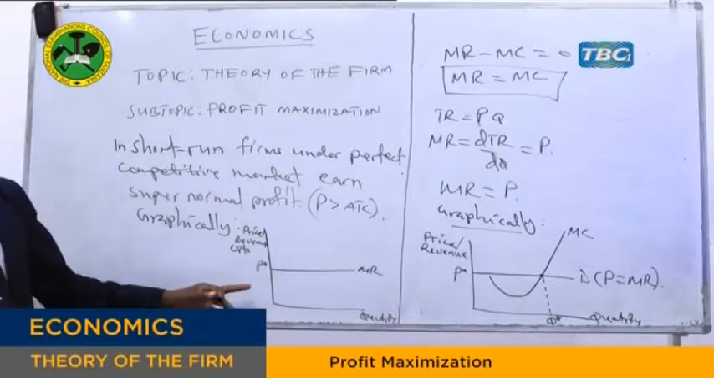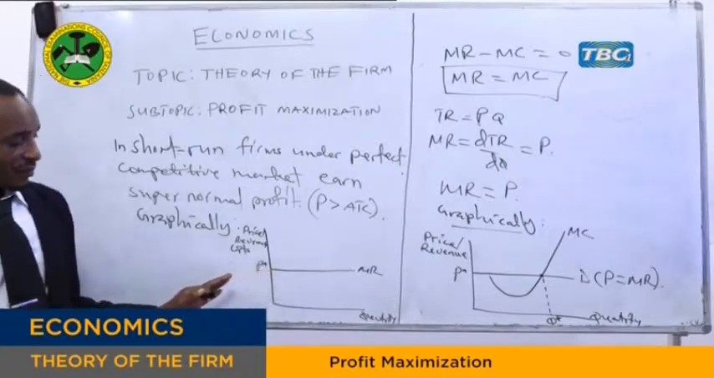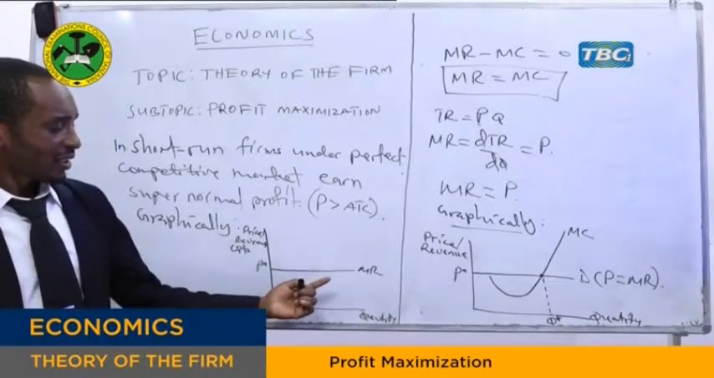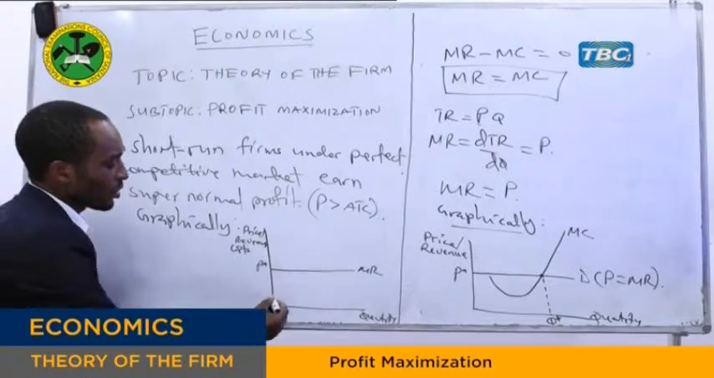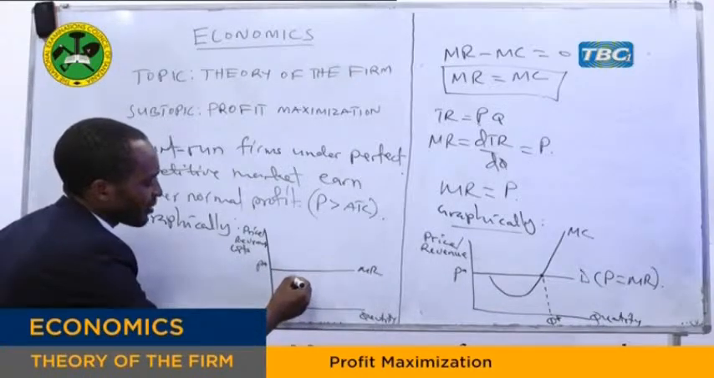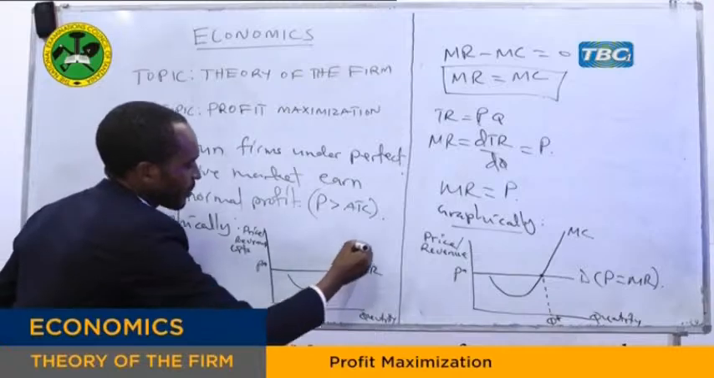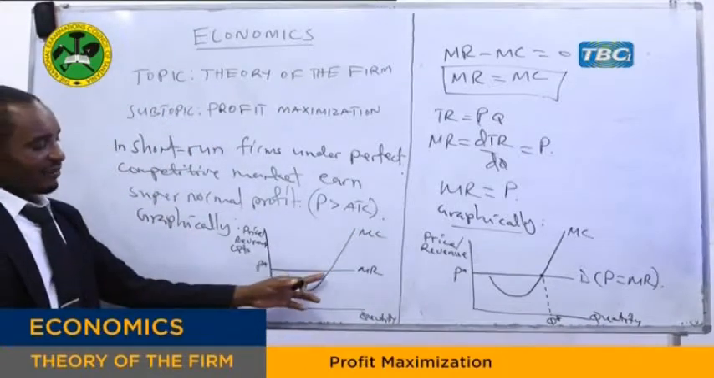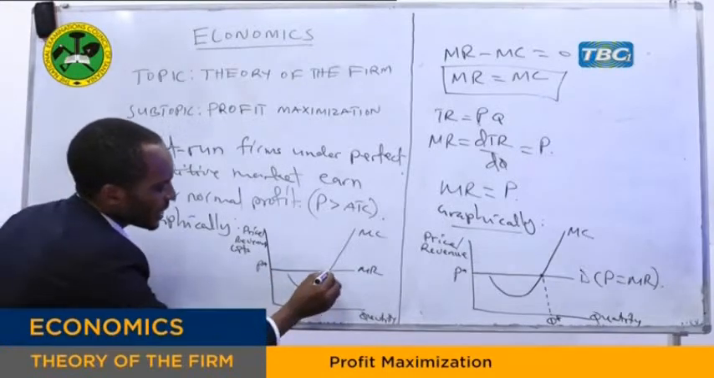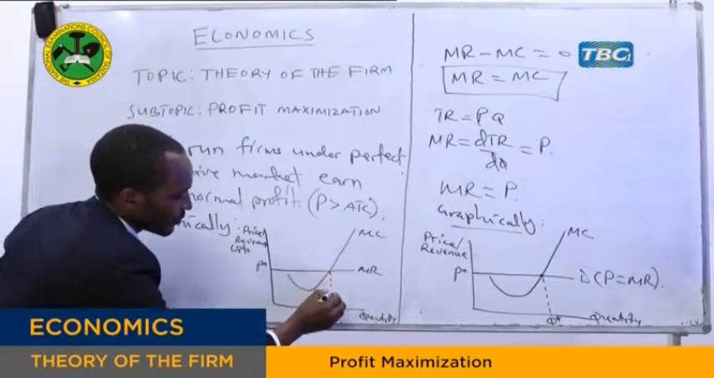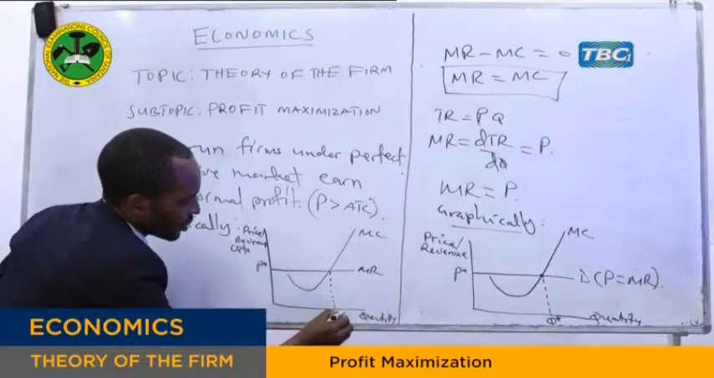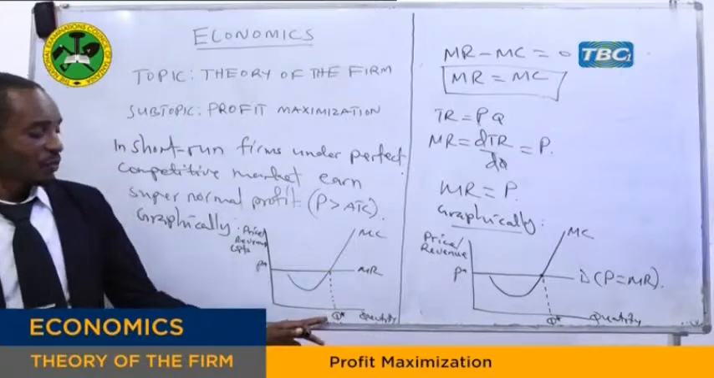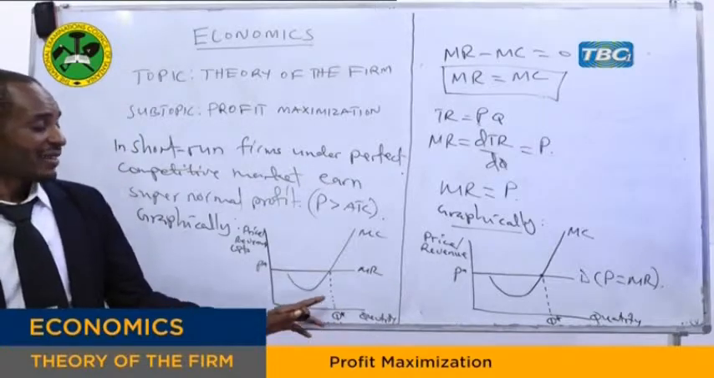Also, we said the marginal cost curve should cut the marginal revenue curve from below. So we can draw the marginal cost curve like this. So it cuts the marginal revenue from below at this point. So this Q star is the maximizing level of output, or the output which will lead to the maximum profit.